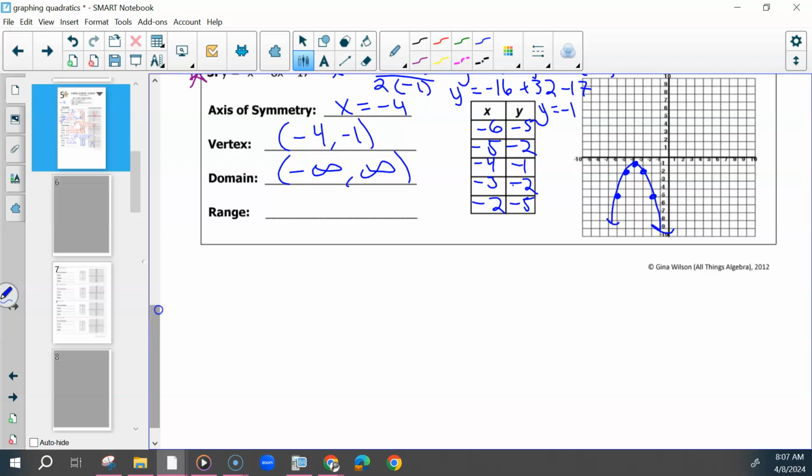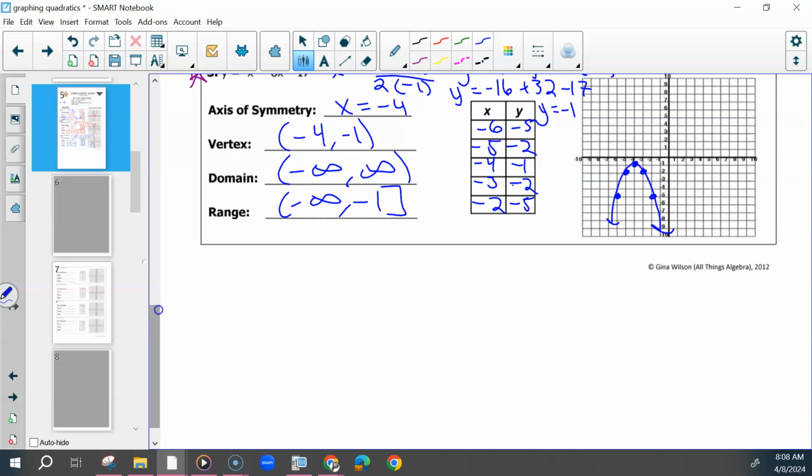Our range, though, has flipped. What is our lowest point? These aren't lower than -1. Oh, well then, this isn't lower than -5. Negative infinity. That's where it starts. And then what's the highest point? -1. And that would be your bracket.